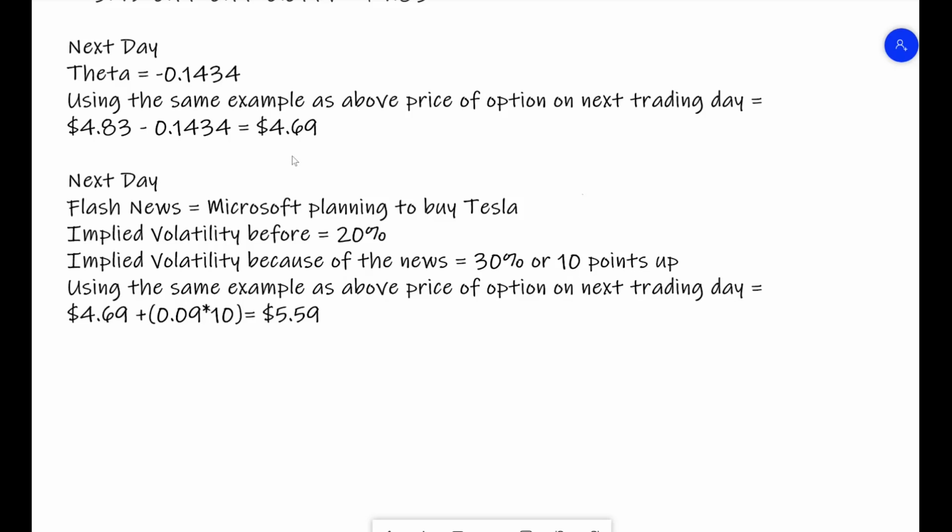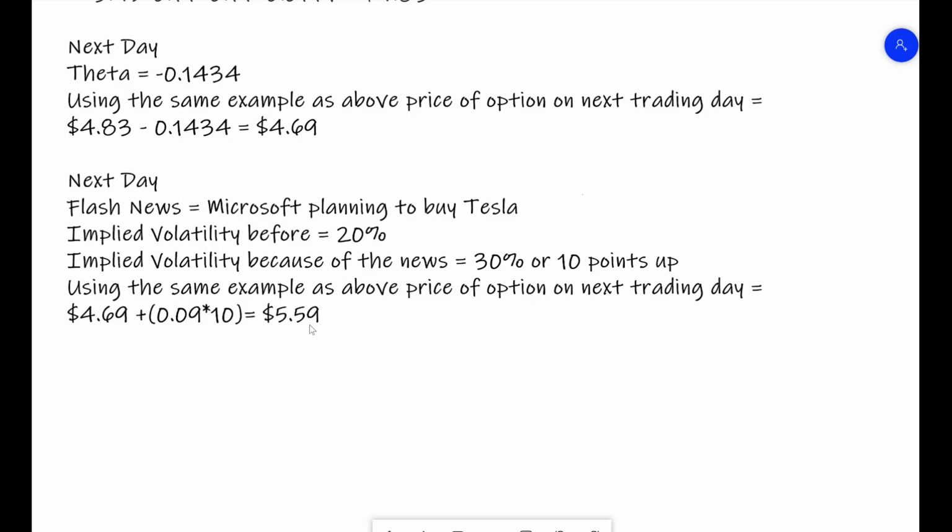And now newsflash, the following day, Microsoft is planning to buy Tesla. Implied volatility went through the roof. Vega represents the change in option price for a point or a percentage change in the implied volatility. Because of the flash news, implied volatility went from 20% to 30%, or 10 points up. So to calculate the final price of that option after all this action, we go from the previous $4.69, add that to 10 times 9 cents. 9 cents represents the change in option price for each point, times 10, because it went up by 10 points, and you get $5.59.